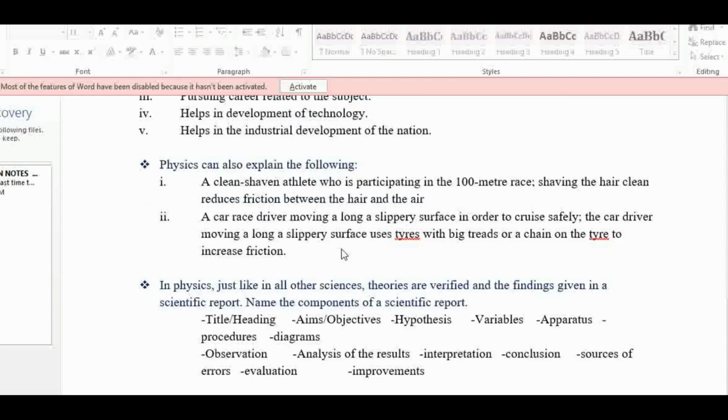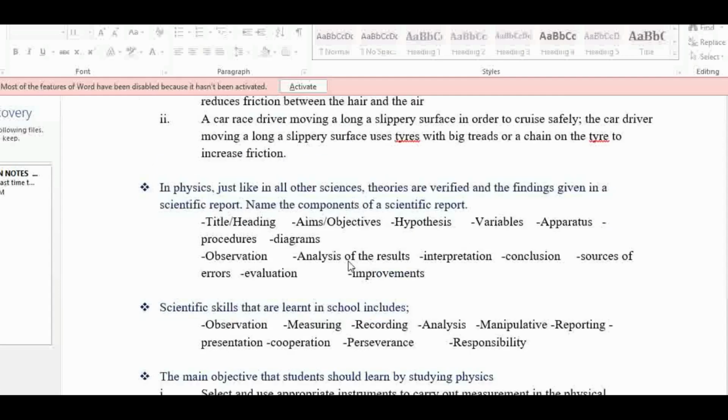grip the ground firmly. So in physics, just like all other sciences, there are theories that are verified, findings that are normally given. These findings are normally given in a report, which is a scientific report. So there are some of the components of the scientific report that you're supposed to know. One of them is the title, which is also the heading. We have the aims, objectives, we have hypotheses, we have variables, we have apparatus, we have procedures, we have diagrams, we have observations, we have analysis of the result, interpretations, conclusions, source of errors, evaluations, and improvements.